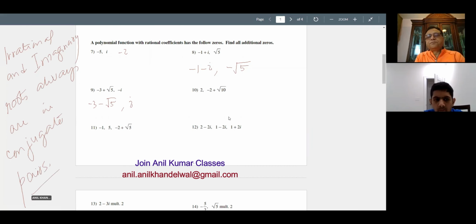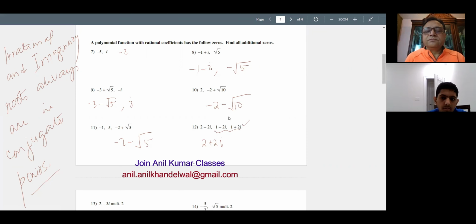Absolutely clear? Based on this, we have only one here, the additional root. Last, this one, negative 2 minus square root 5. Now you know, right? So in this case, 2 minus 2i, so it is 2 plus 2i. 1 minus 2i, and 1 plus 2i is already given. So that is okay. Only 2 plus 2i is missing. Is it okay?